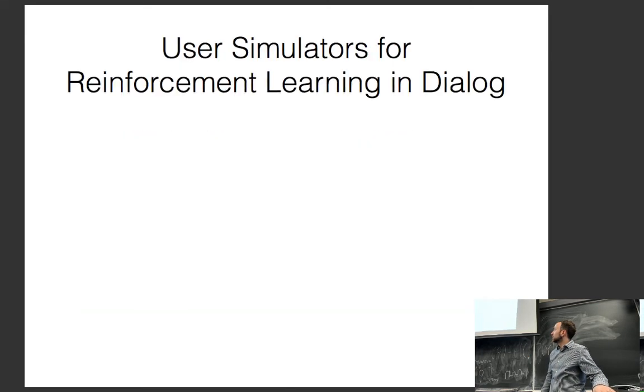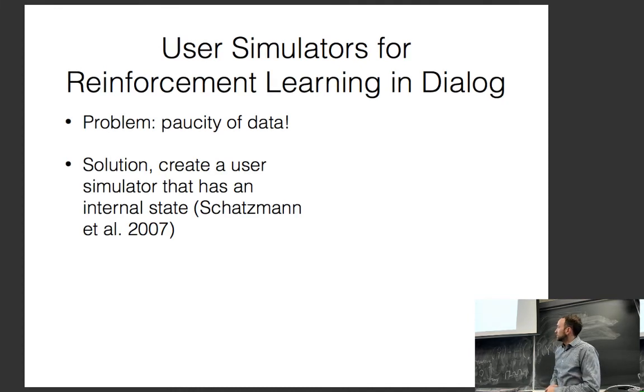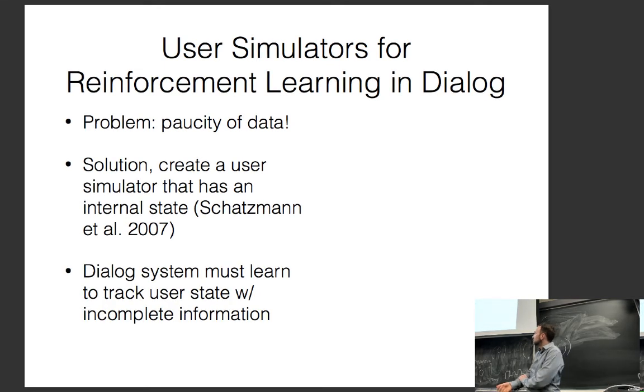So what you do is you create a simulator that has an internal state. And this internal state is not observable to your system. Your system can only see how that user simulator acts and what utterance it gives. And the Dialog system must learn basically to track the user state without actually ever being able to observe it.